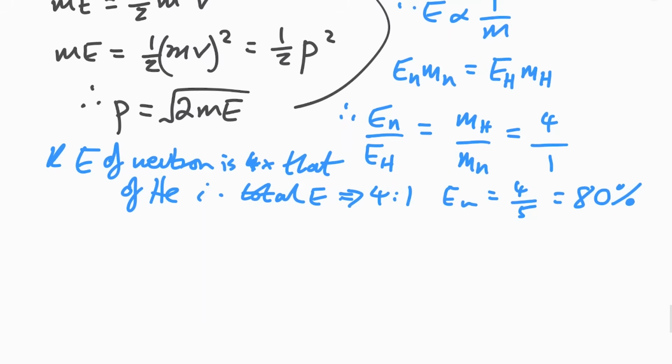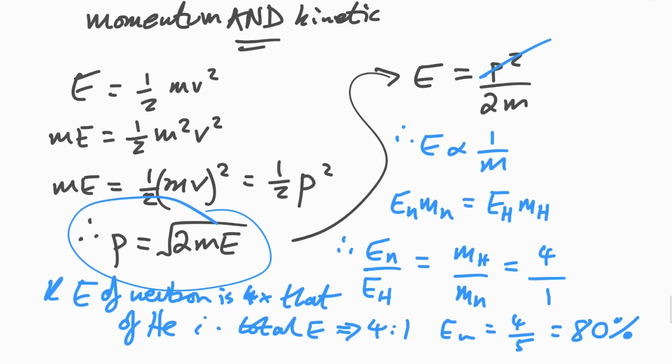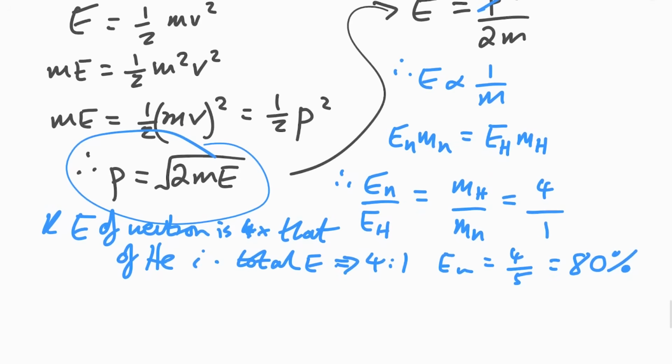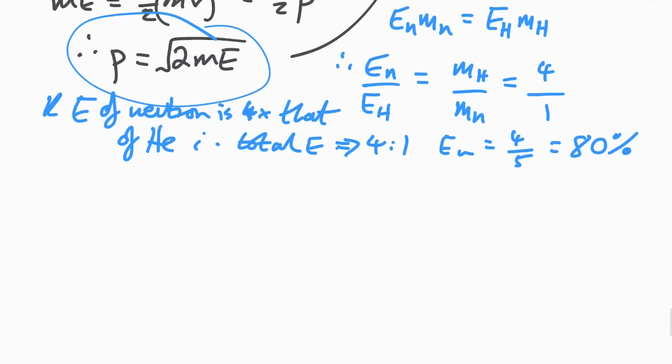Whenever it comes to recoil of particles, you always think, right, they have the same momentum. Start off with that. And then don't forget how to derive this. It's useful. Sometimes they do ask you to derive it. So yes, you can look it up in the formula sheet, but it's also useful to know how to derive it.